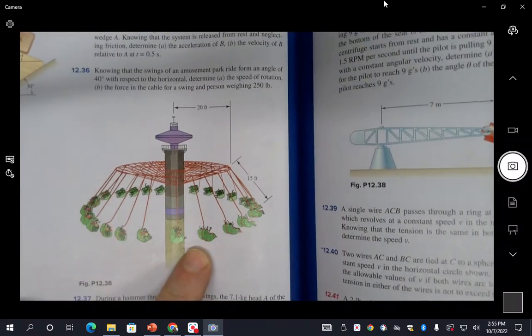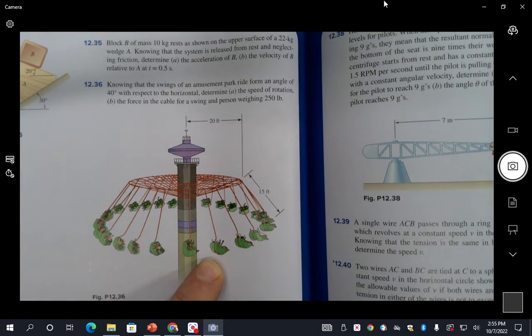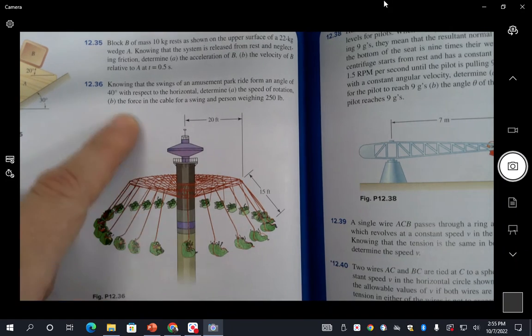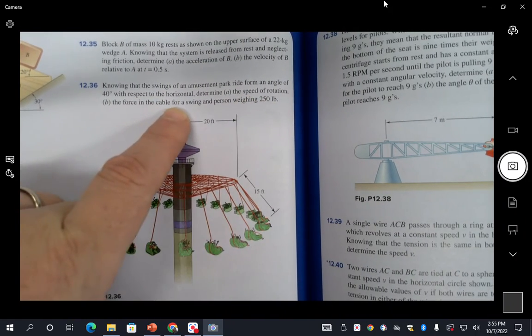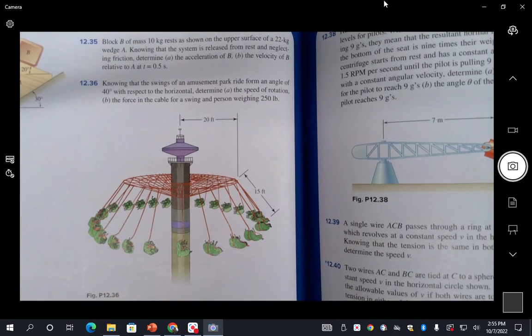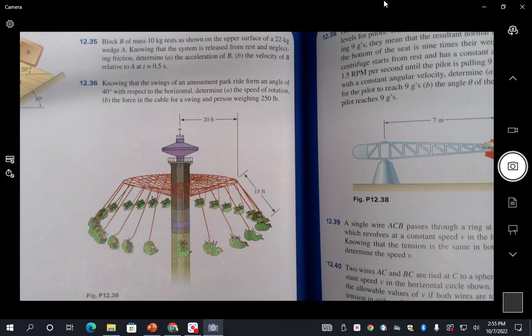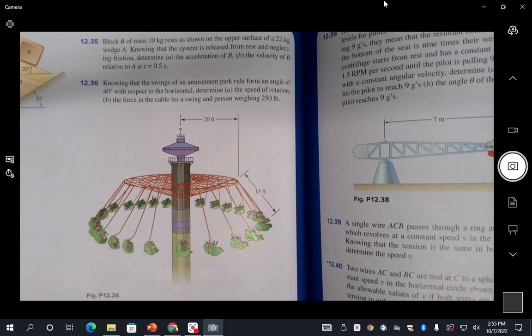this one right here, I think it's actually one of our practice problems. So knowing that the swings at the amusement park ride form an angle of 40 degrees with respect to horizontal, determine the speed of rotation and the force of the cable of the swing for a person weighing 50 pounds. You know how you would go about doing that? Yeah, you have the radius and the distance from the center.